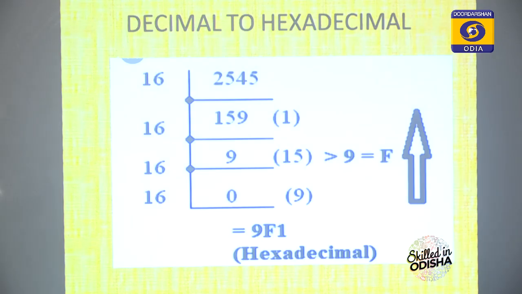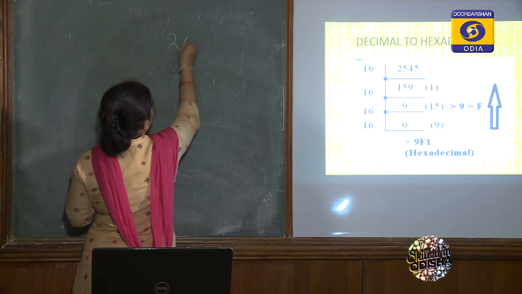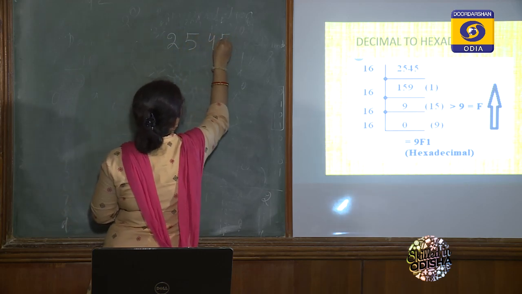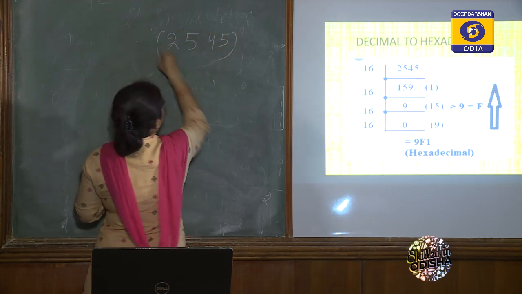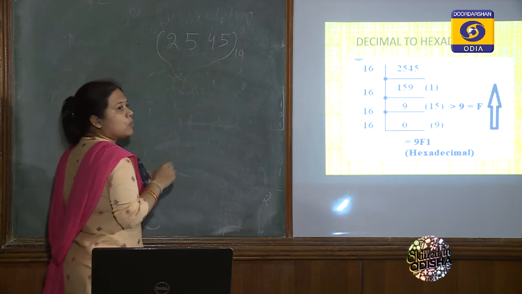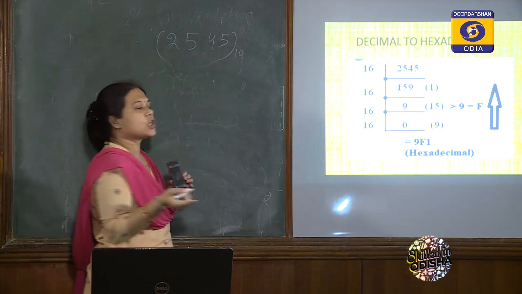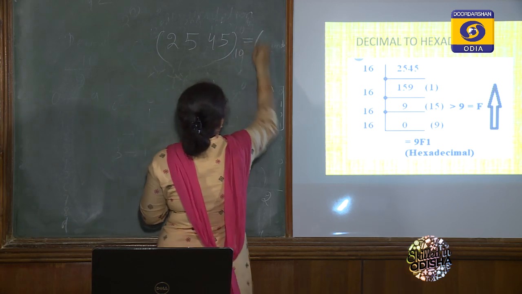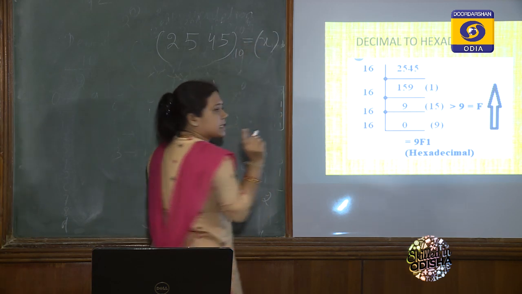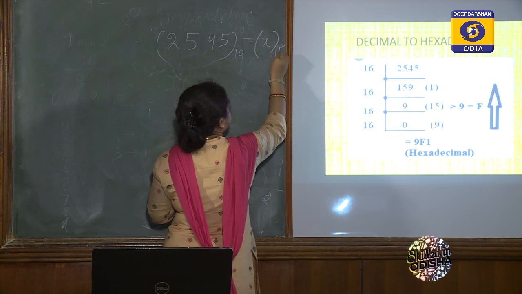Then next is decimal to hexadecimal. In the same way, one decimal number will be given. Suppose here 2545. This is the decimal number, means base will be 10. We have to find out what is the equivalent hexadecimal number. Let it be x. Hexadecimal means the base will be 16.